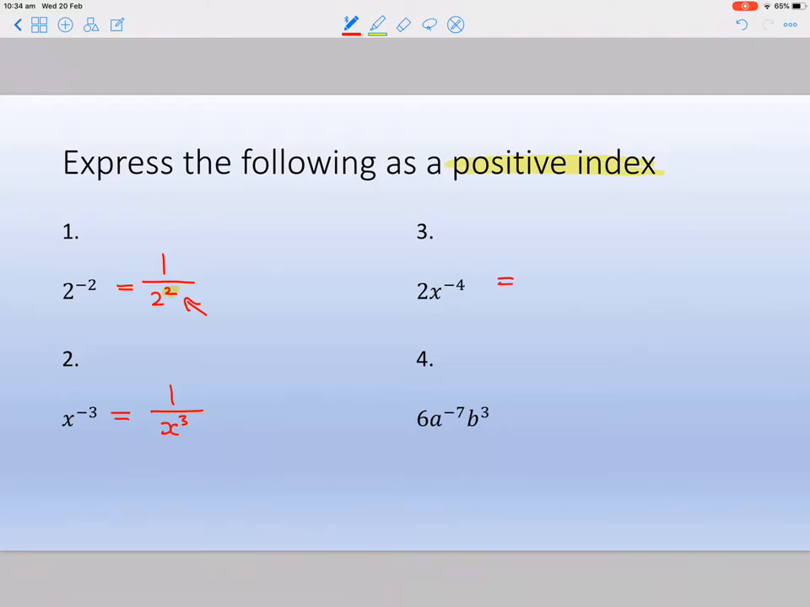Number 3, we're going to do the same thing, but I'm just going to do the x's first, and it's going to be x to the power of 4. But notice this 2 is positive, so anything that's positive already needs to go on top of the fraction. Because this 2 is positive already. If it was a half, then the 2 would go in the bottom. But it's not. So we need to keep it this way.